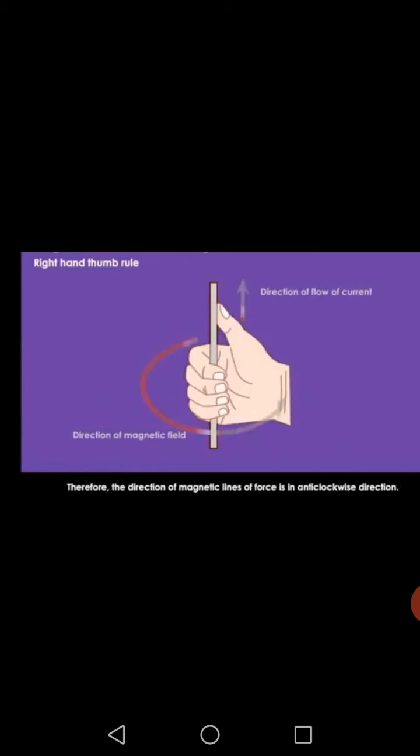Therefore, we can say that if you are holding a current carrying straight conductor in your right hand in such a way that the thumb denotes the direction of current, that is, the direction of the thumb gives the direction of current, then the direction of the curled fingers represents the direction of the magnetic field. This is the Flaming right hand thumb rule.